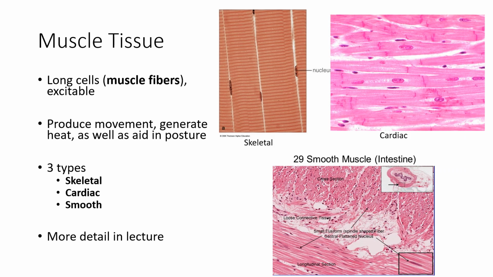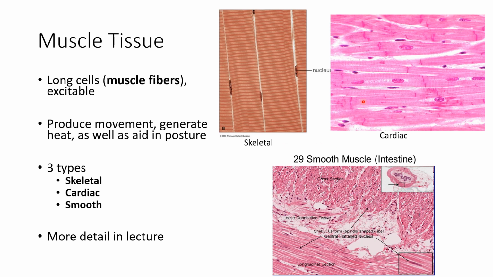So we've made it through 2 of the 4 primary tissues. The third one we're looking at is muscular tissue. So muscular tissue, there are 3 types. We have skeletal, cardiac, and smooth. And we're going to go into detail during our muscle unit, because we just don't have the time now.